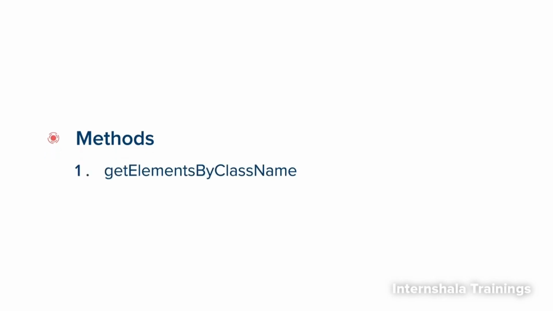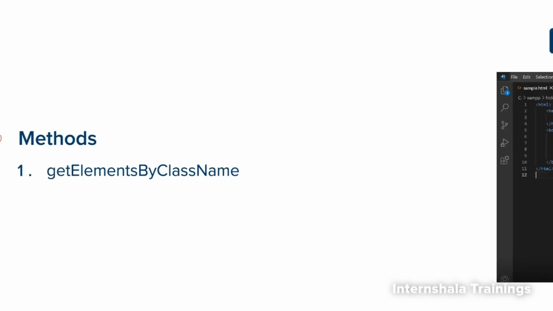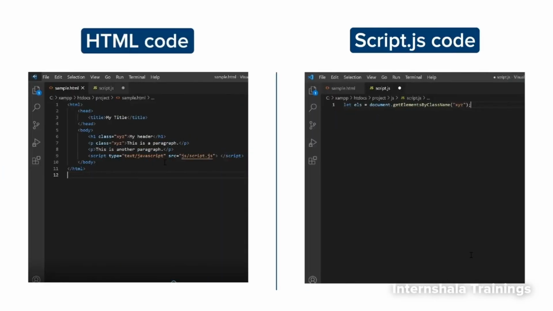The first is getElementsByClassName. Let us also have a look at the HTML and JS code to understand it better. So, apart from getElementById, the document object has another method, getElementsByClassName. Again, note the capital letters and the S after Element in the name. You will understand shortly why we use S in Elements. This method takes a string that denotes the class attribute of the HTML elements.